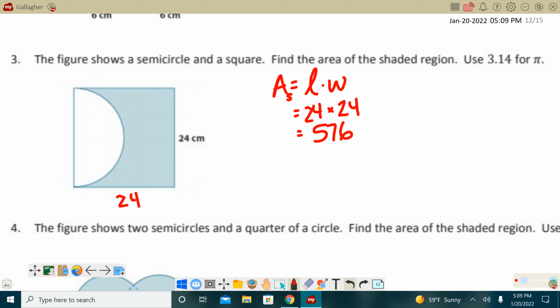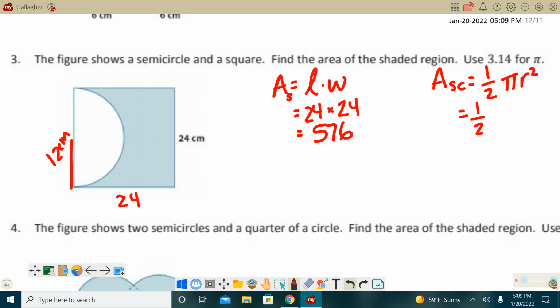576. For a semicircle, SC is just representing semicircle. We need the area of a circle, which is pi times radius squared, but we only want half of it. So put that half out front. If the whole length here is 24, that would be a diameter. I want to know what half of that length would be. So if you split 24 into 2 equal parts, you're going to get 12 centimeters, and that is your radius.